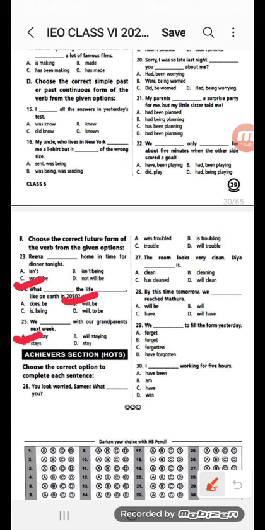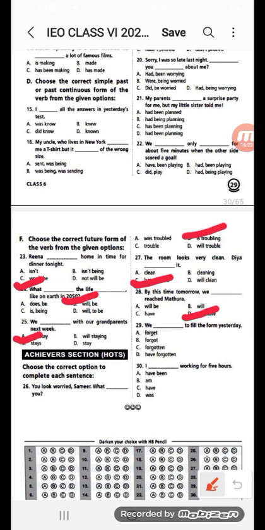Achiever section. Here we have to choose the correct option to complete each sentence. Number 26. You look worried, Samir. What is troubling you? Number 27. The room looks very clean. Dia has cleaned it. Number 28. By this time tomorrow, we will have reached Mathura.